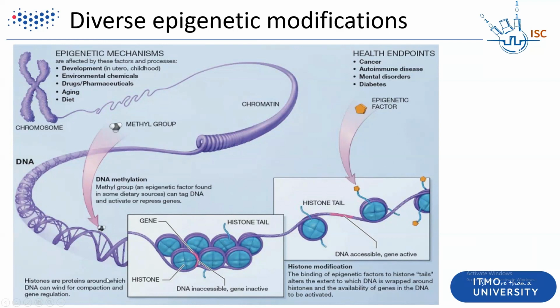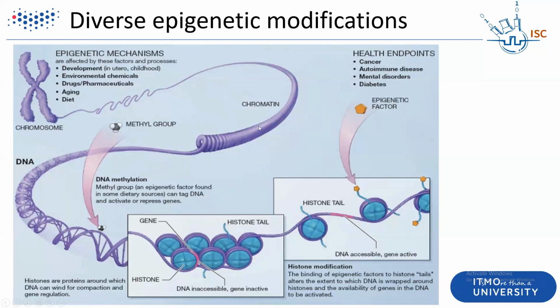So all this, as you can see, is important for gene expression, and therefore, if one would try to understand different health endpoints like cancer, autoimmune diseases, mental disorders, diabetes, etc., you would try to relate all these points to different epigenetic profiles.